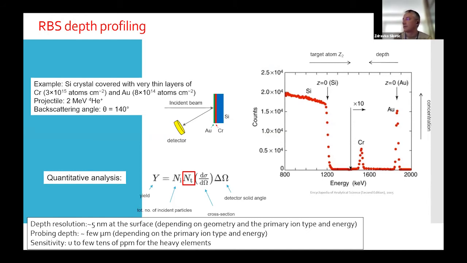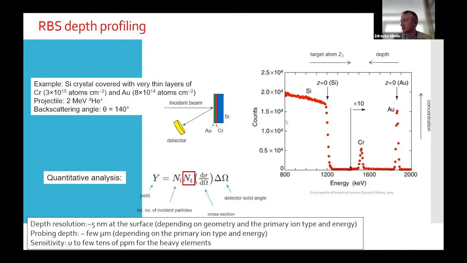In this graph, we have an experimental spectrum of a sample, which consists of a very thin gold layer on the top, which is 8 times 10 to the 14 atoms per square centimeter. Then we have a layer of chromium below, 10 to the 15 atoms per square centimeter, and everything is deposited on thick silicon. For this experiment, we used a 2 MeV helium beam, and the detector was placed at a 140-degree angle.